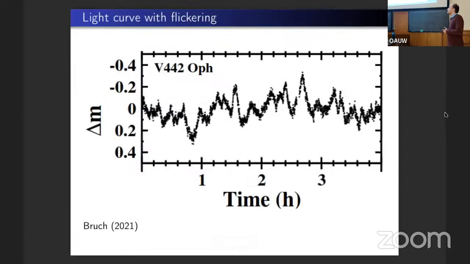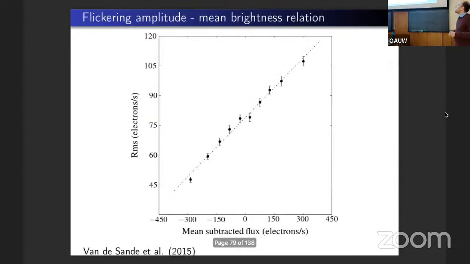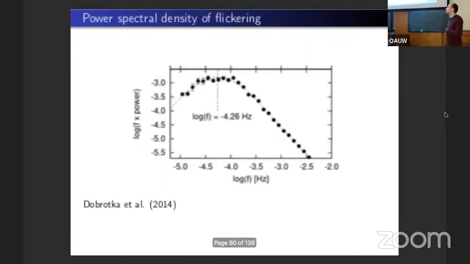So this is what typical flickering looks like. As you can see, it looks like noise, just random flares with random amplitudes at random times. So, a stochastic process. And this is what the amplitude-mean brightness relationship looks like. You can see it's a very simple, straight relationship between the mean flux and the RMS. RMS, speaking differently, is the amplitude of flickering.